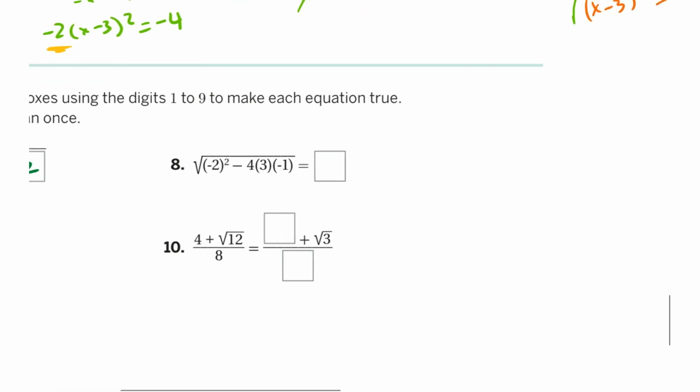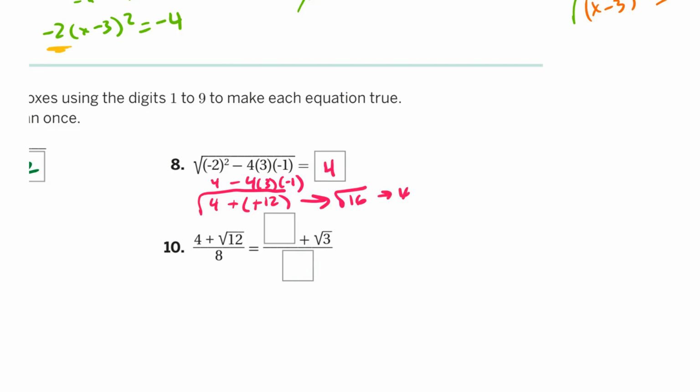Number 8, I'm going to be doing the same thing here. Negative 2 squared is 4, positive 4. Then I have to do multiplication from left to right. So 4 minus 4 times 3 is 12. 12 times negative 1 is negative 12. This is all in a square root. And then when we subtract a negative, it makes both of these positive. So 4 plus 12 ends up becoming the square root of 16, which is just 4.